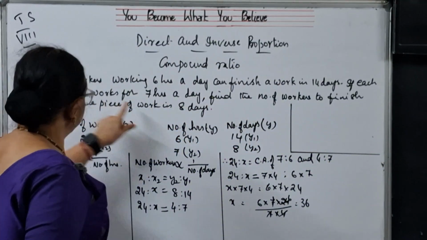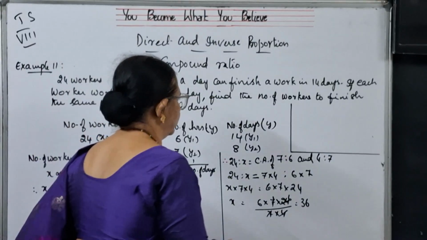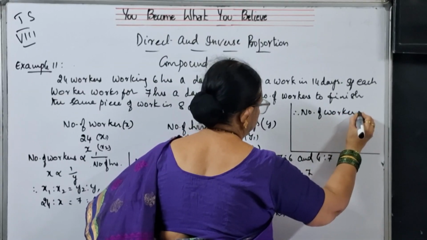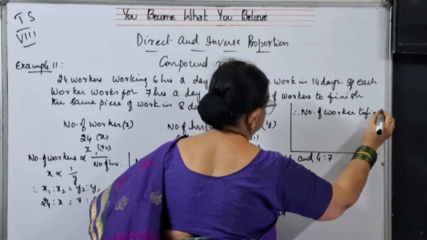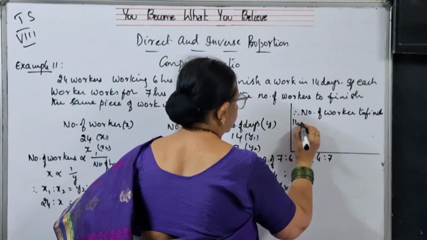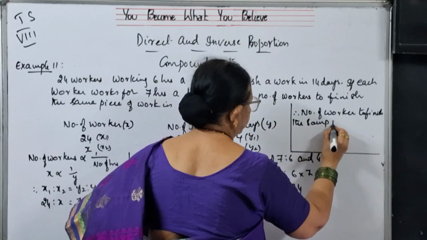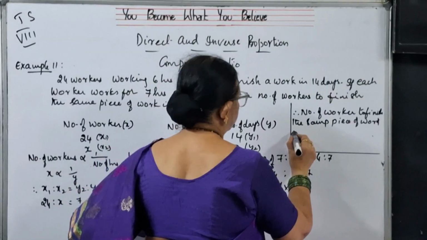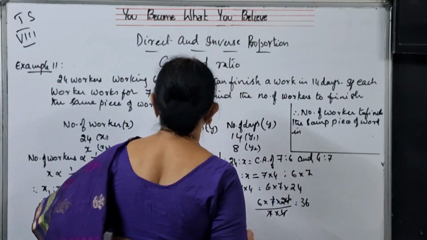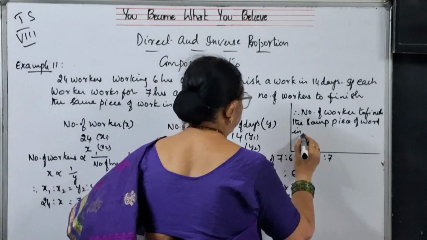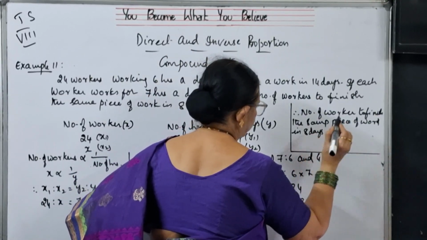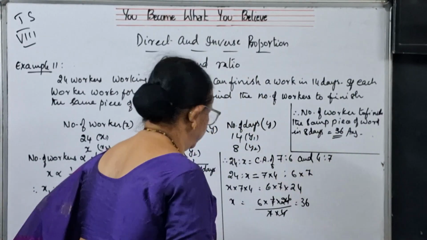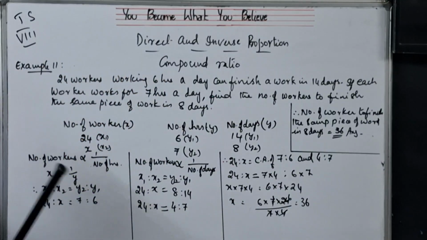The question is, if each worker works for 7 days, find the number of workers. So therefore, the number of workers to finish the same piece of work in 8 days is equal to, how many have we got? 36. This is the answer.